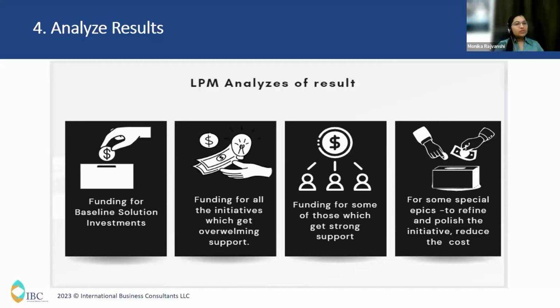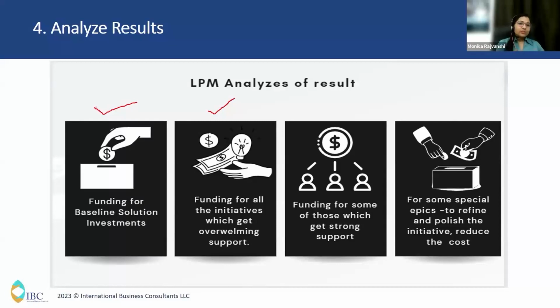Now, on the basis of these four situations, the LPM team analyzes the result. They check that the baseline solution investment is the first need, so we are going ahead with that. These one or two epics got the overwhelming response, so definitely we are going ahead, and we are going to start implementing this in the next PI.